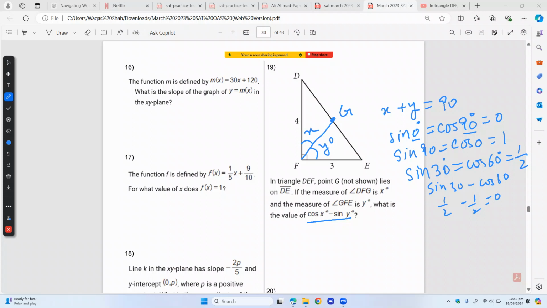So I meant to say that whenever the sum of the angles of sine and cosine is 90, like in this situation, their difference will be equal to 0. Similarly, we can write over here that cos x minus sin y, since the sum of x and y is 90, they will have the same value, so it will be equal to 0. So the answer will be 0. I hope you understand this.